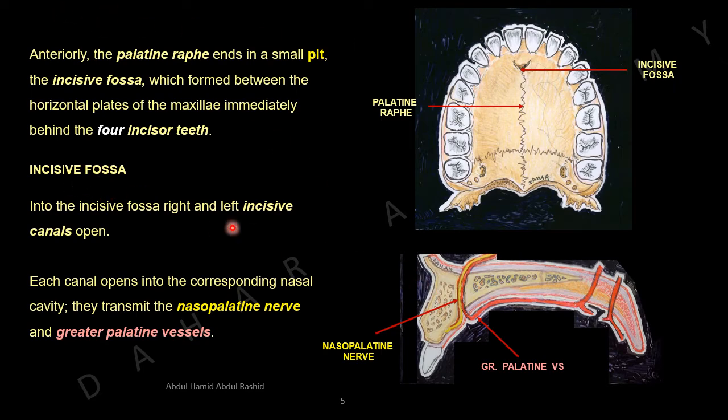Incisive fossa. This is the sagittal section. This will be the incisive fossa. Into the incisive fossa, the right and left incisive canals open. Each canal opens into the corresponding nasal cavity. They transmit the nasopalatine nerve and greater palatine vessels.